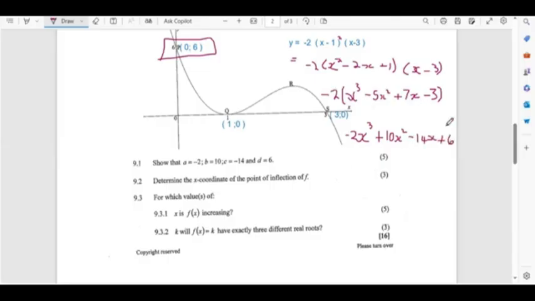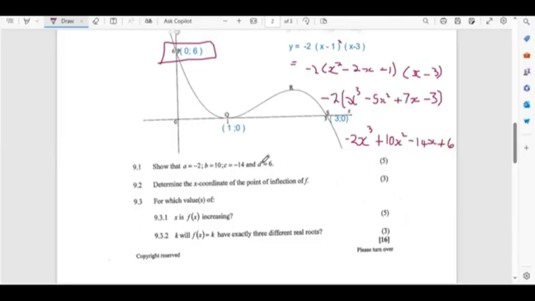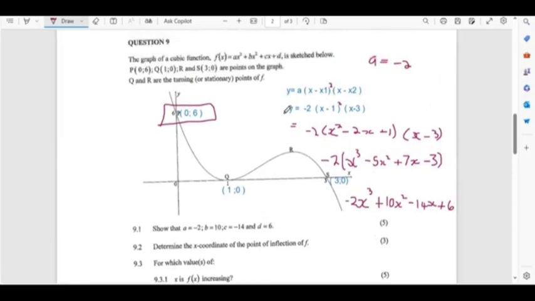So basically here we have proved that our value of d is equal to positive 6, right? Because remember, this is our d, it's positive 6. Our value of c is minus 14, all right? Our value of b is positive 10, as you can see here. And also our value of a is minus 2, all right? Now, this is all for 9.1.